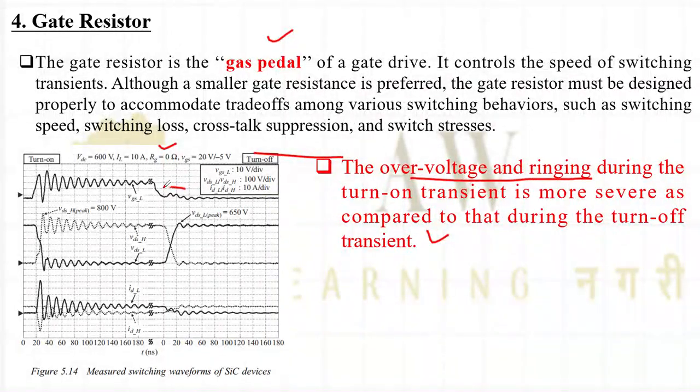During the turn-off, even with a 0 gate resistance, I have a very low spike, so I will use a very small value of Rg. And during the turn-on, I have to use a slightly bigger value of Rg, so that this transient will be less. Okay, so this is how I will choose.